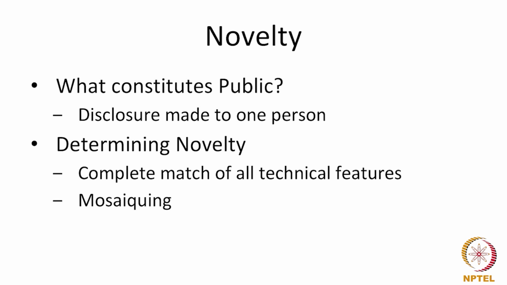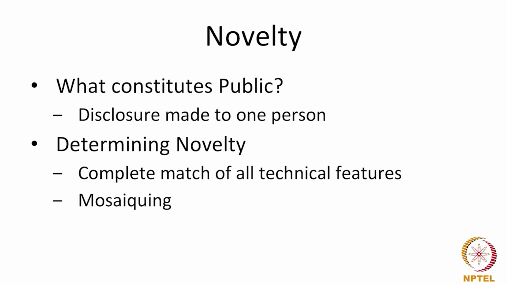So, when we use the word public in public domain, even a disclosure made to one person will be regarded as a disclosure made to the public, and it will be regarded that it was made available to the public.